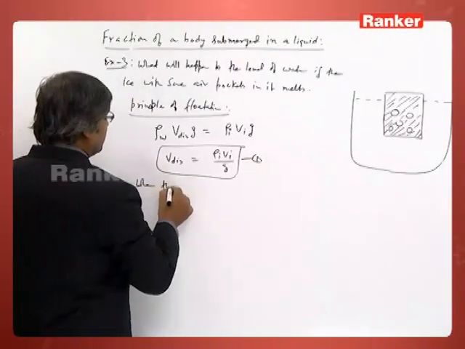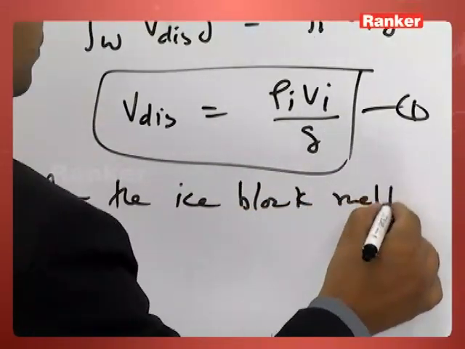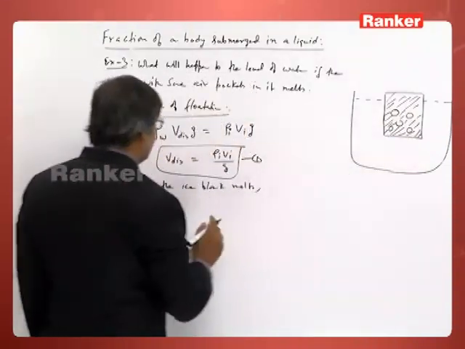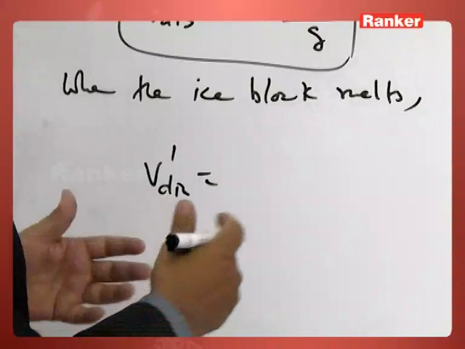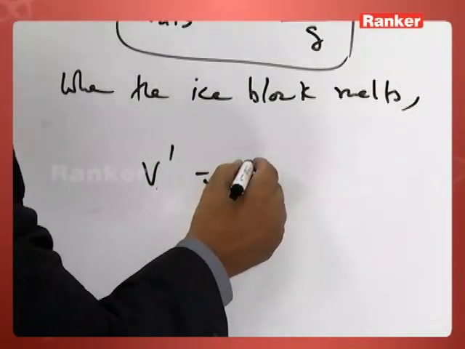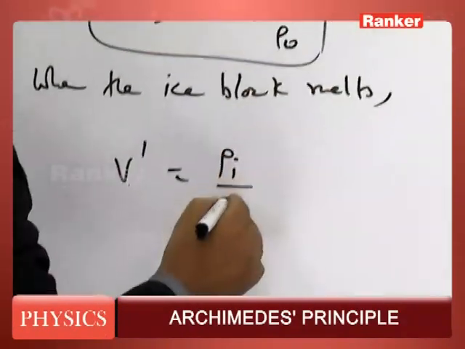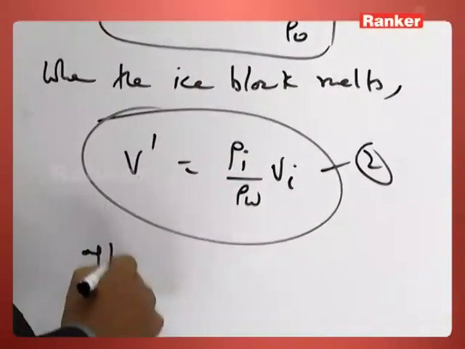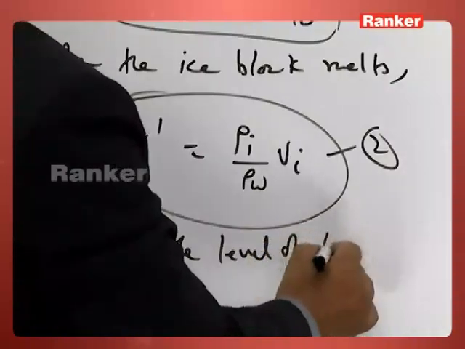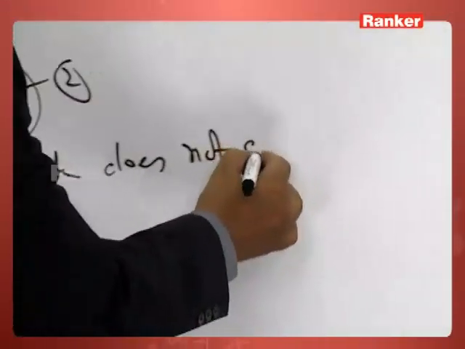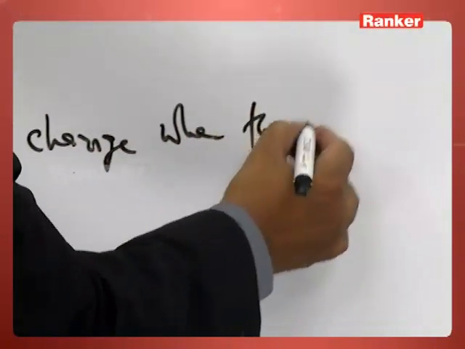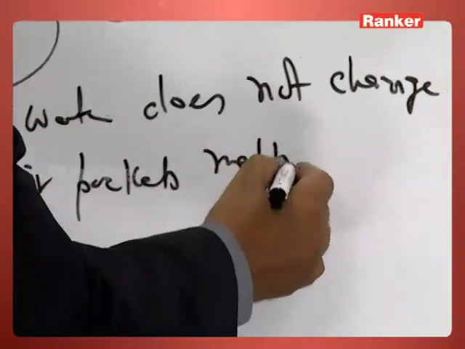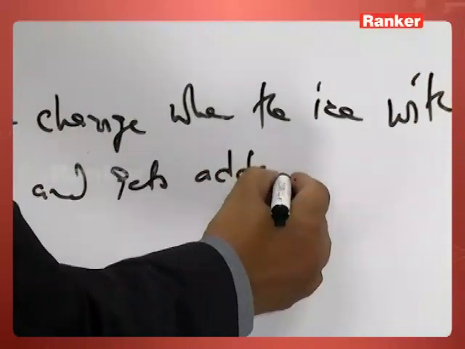Now when the ice block melts, what happens? The air pocket goes out, and how much extra water is created? The extra water created, V dash, is rho I by rho water into Vi. Now you see this 1 and 2 are the same, thus the level of water does not change when the ice with air pockets melts and gets added to it.